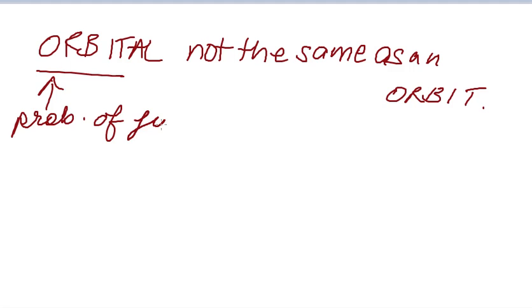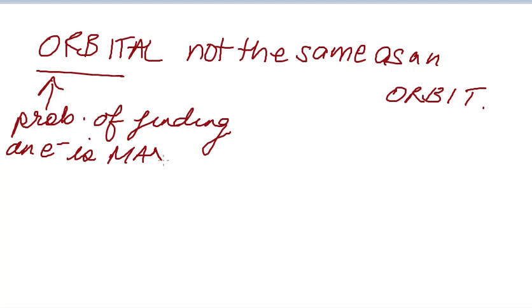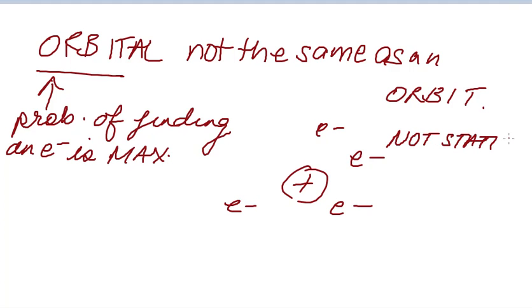Probability of finding an electron is max. So it's just a 3D region around the nucleus. We all know that an atom consists of a nucleus and there are all these electrons around it. Remember that electrons are not static. They are moving around the nucleus, and that is why we have this concept of an orbital: a region of space around the nucleus where, at any particular instant, the chance of finding an electron is the highest. That would be an orbital.